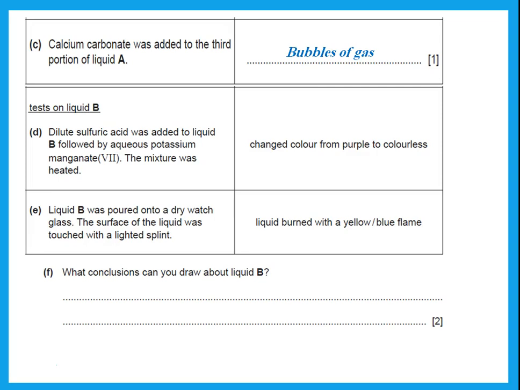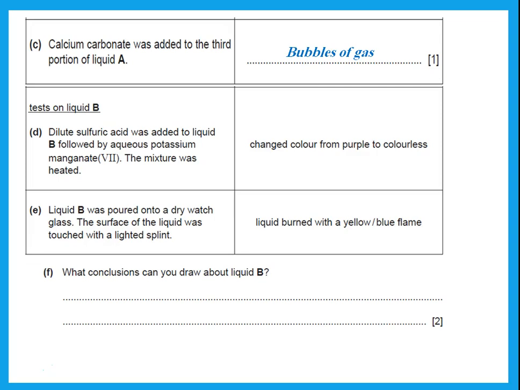Okay, tests on liquid B, which he didn't tell me anything about. Dilute sulfuric acid was added, followed by aqueous potassium manganate. The mixture was heated. It changed color from purple to colorless. Now I'm going to tell you that potassium manganate is an oxidizing agent. We haven't done that yet, but potassium manganate is an oxidizing agent, and anything that works with it is a reducing agent. So if something reacts with potassium manganate and changes its color from purple to colorless, then I just say that B is a reducing agent.